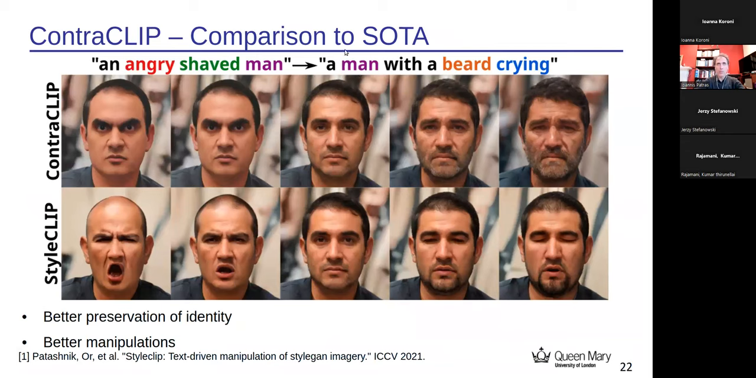We can also work with much more complex concepts. Here, starting again from an image, we compare with methods in the literature. The bottom row shows the changes that StyleCLIP is creating using the same language constructs, and we can see that we are quite a bit better in starting from an image and making the man cry and with a beard, or removing hair and making him angrier than what the other methods in the literature are doing.